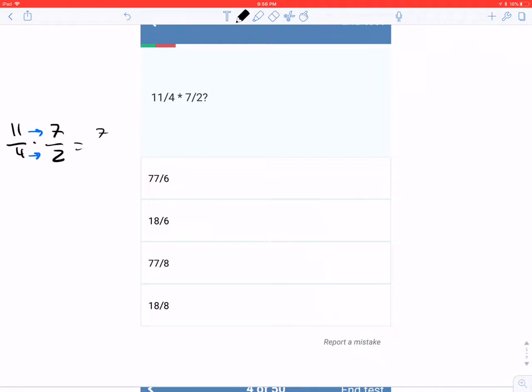7 times 11 is 77. 4 times 2 is 8. Nothing simplifies. Because 7 is prime, 11 is prime, and neither one of those are simplified by 2. So we get 77 over 8, which would be this one.